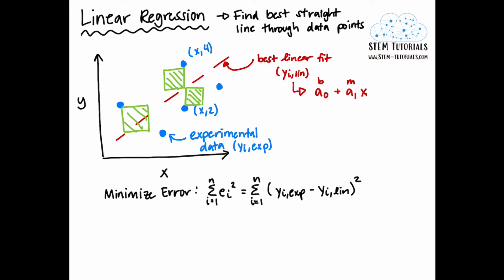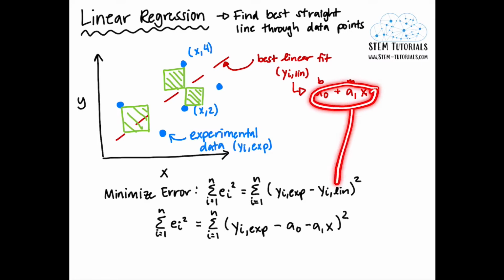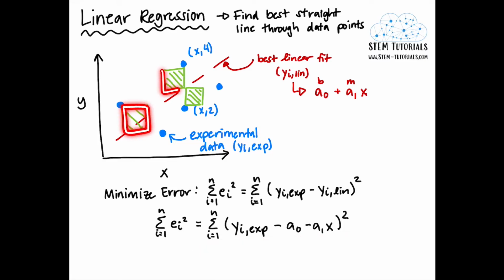Now that we know the equation of our line, we're going to substitute it in here. So we get the sum from i equals 1 to n. We take the difference between each of the y's of the experimental points and subtract a0 minus a1x, and we square it. Again, we just substituted this into here to get this equation. Up until now, we've written down this equation and we're summing all of these areas here.